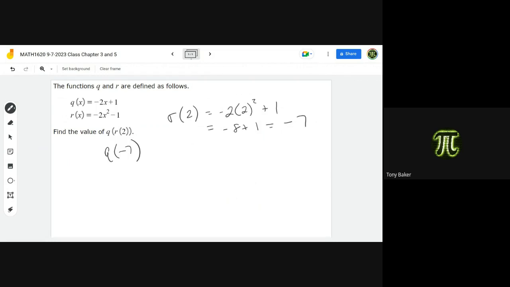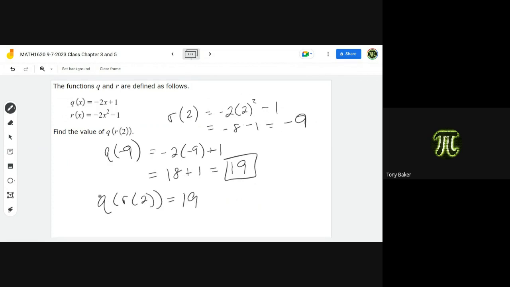Oh, it's negative 1. All right. So that would be negative 9. There we go. So we're going to take the negative 9 and plug it in there. So now I'm going to do Q of negative 9. So Q of negative 9 is negative 9 plus 1, negative 8. So my final answer, Q of R of 2, is negative 8.